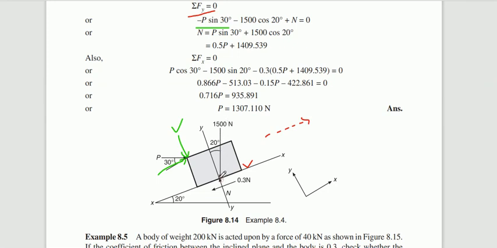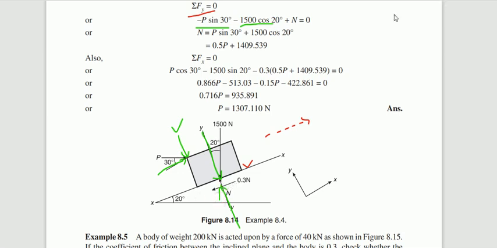And again, 1500 is an inclined force with respect to the y direction. So therefore 1500 cos 20. Why? Because whatever the resolved force is there, which is moving downward, 1500 cos 20 is the component. So therefore it is negative, and N is moving upward, therefore it is positive.